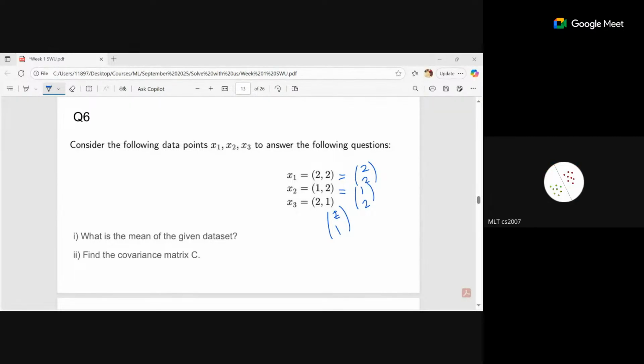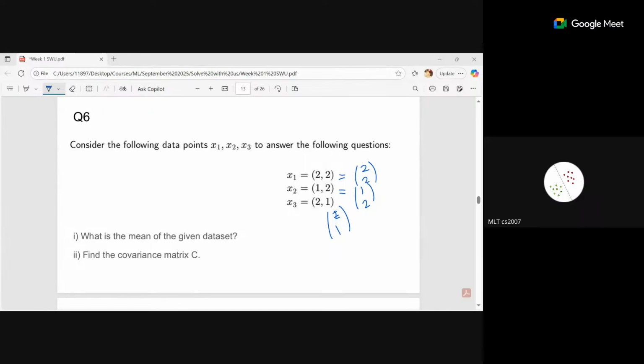I hope all of you got it. It's a very simple problem. You are given three vectors and you just need to find the mean. We take the first component of these vectors and find the mean of that: 2 plus 1 plus 2, which is 5, divided by 3. Similarly, we take the second component of these vectors: 2 plus 1 plus 2 divided by 3. So 5 by 3, 5 by 3 is the mean of this data set.